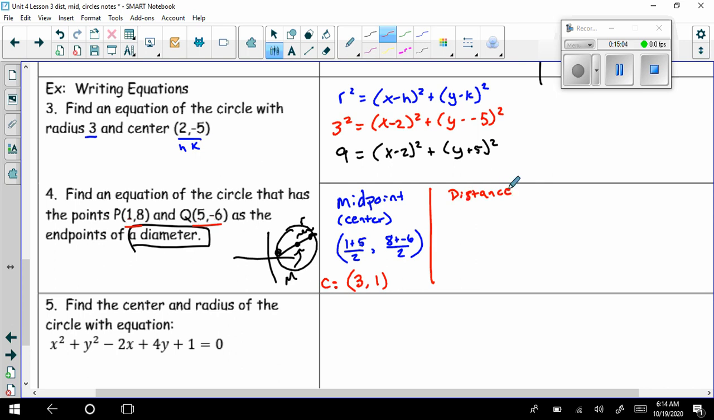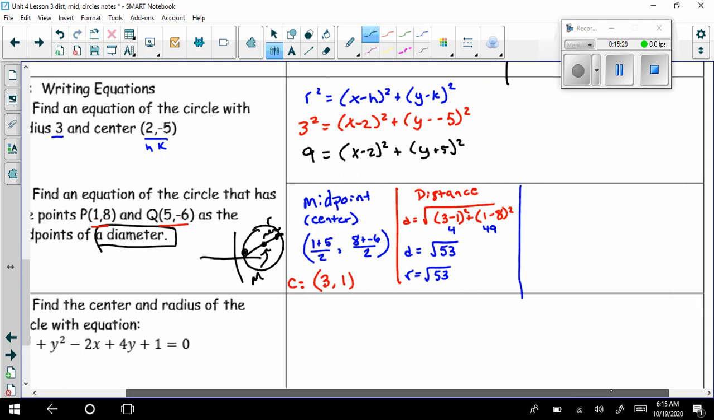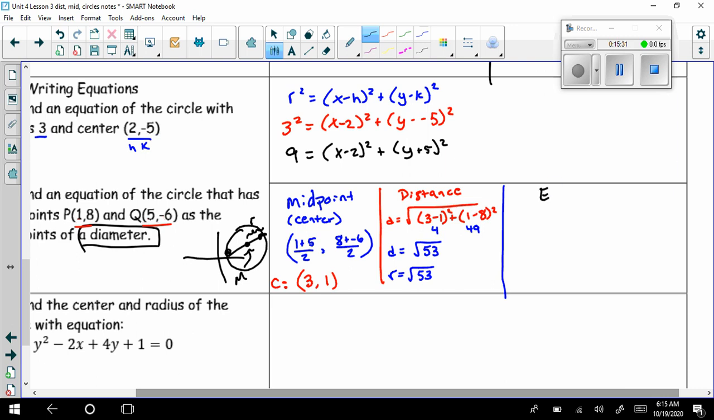And I'm just going to use point P to keep it all positive, so it doesn't really matter. Okay, plug that in and solve it out. So your radius then is the square root of 53. There's no reason to actually take that square root because remember that your equation has r squared in it. And so those actually will end up canceling out.